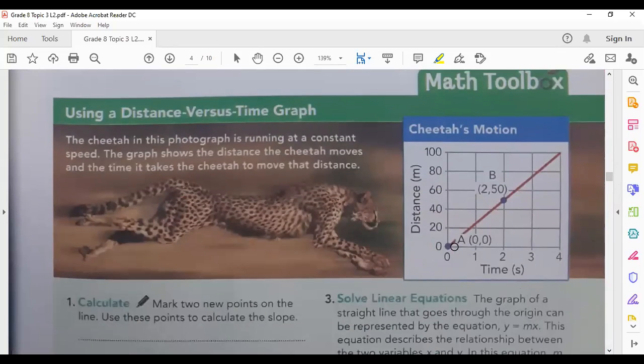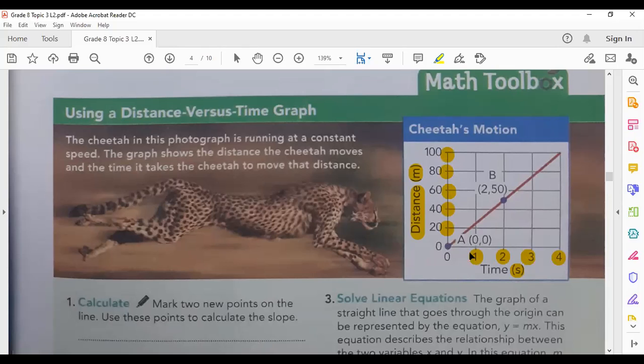This is, as you know, the x-axis here, and this is the y-axis. On the x-axis, there is time in seconds, and the y-axis is distance in what? In meters. For example, on the x-axis, this is the time: 0 seconds, 1 second, 2 seconds, 3 seconds, 4 seconds. And this is the distance: 20 meters, 40 meters, 60 meters, 80 meters and 100 meters.